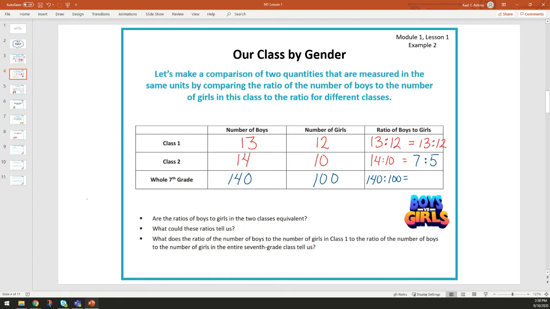All right, hopefully you've reduced it down. You could have gone by tens and gotten to 14 to 10, and then remembered that that's exactly what we had in our class number 2, and then reduced it down to 7 to 5, or you could have reduced everything by 20 because of 140. 20 will go into 140 7 times, and then 20 will go into 100 5 times, and that gets me to that bottom ratio. So when I'm comparing my class number 1 to the whole 7th grade, I do not have equivalent ratios. However, when I'm comparing my class number 2 to the whole 7th grade, I do have equivalent ratios, okay?